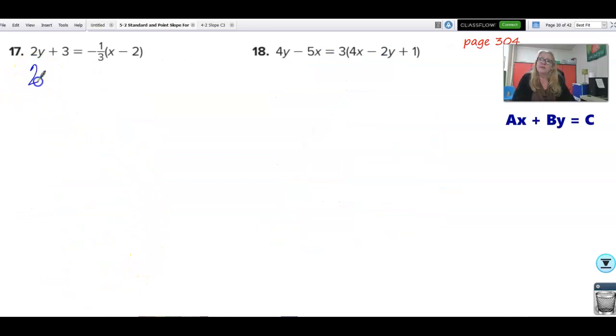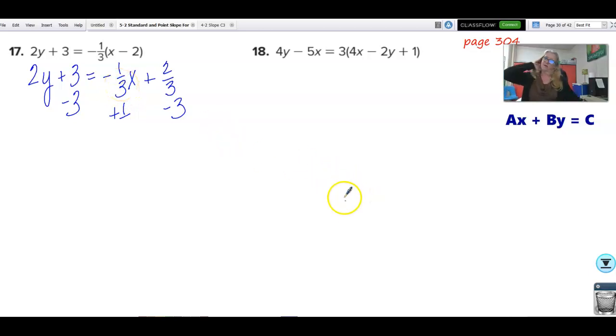Okay, get rid of parentheses. 2y plus 3 equals negative 1/3 x. Negative 1/3 times negative 2 is positive 2/3. Okay. You want me to do 1 step again? All right, subtract 3 from both sides and add 1/3. Oh, you know what? I screwed up. Oh, I am so sorry.